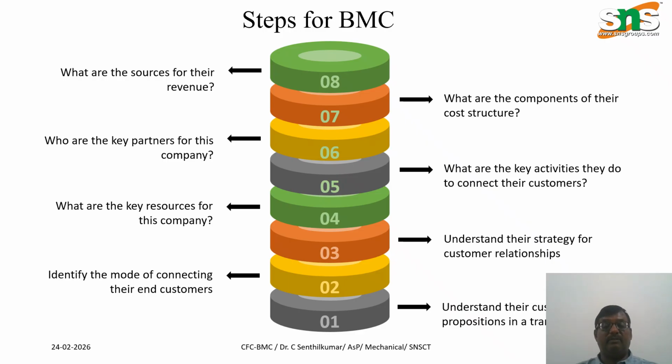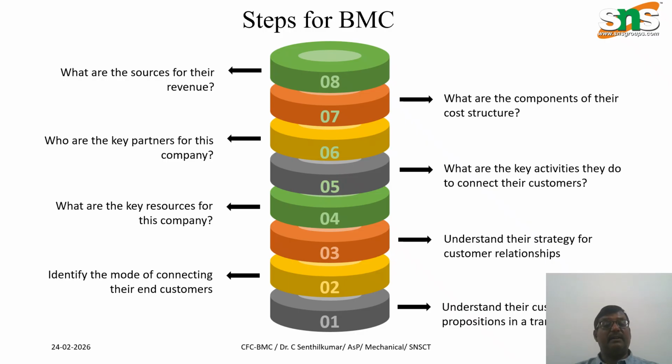Going from the base to the top, the first step is to understand their curiosity and proportion in the transformation. The second step is to identify the mode of connecting with their end customers. The third step is to understand the strategy for customer relationship, a very important concept. The fourth step is what the key resources of this company are. Based on the key resources, the growth rate is also defined. The fifth step is what key activities they do to connect with their customers.